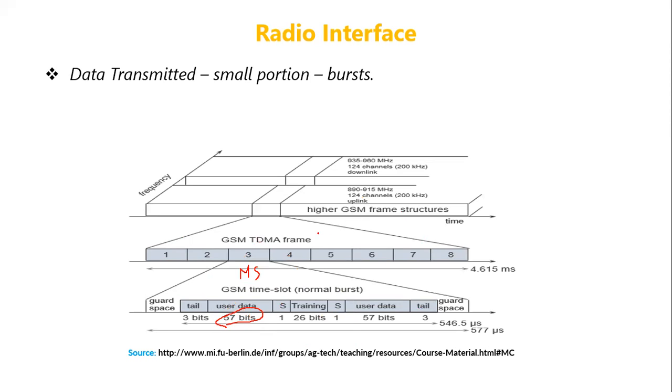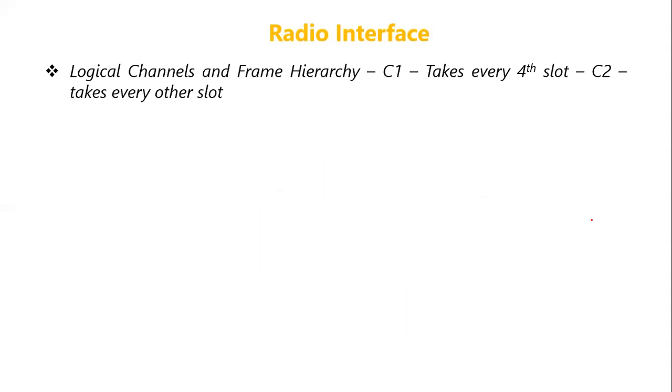So like that, it supports 8 slots in 4.615 milliseconds. Like that, it will repeat for every 4.615 millisecond. So this will result in a data rate of 24.7 kilobits per second. How did we get this 24.7 kilobits per second?